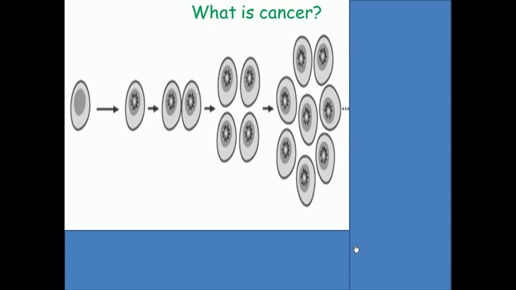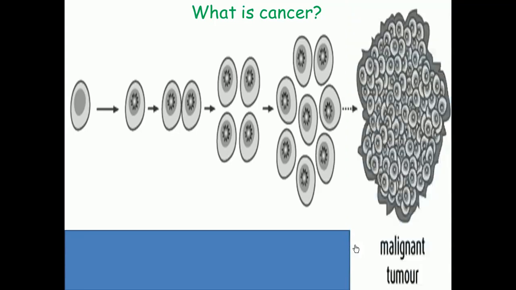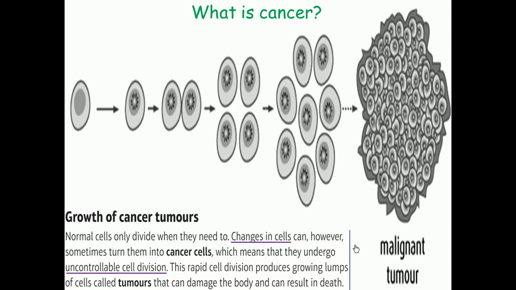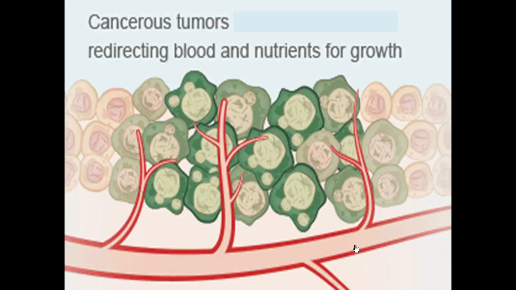Cancer is also involved in mitosis. Here, changes in cells turn cells cancerous. And this is because these changes cause the cells to uncontrollably divide. The rapid cell division produces a lump of cells known as a tumor. And these tumors can damage the body cells because they take away nutrients from other cells.